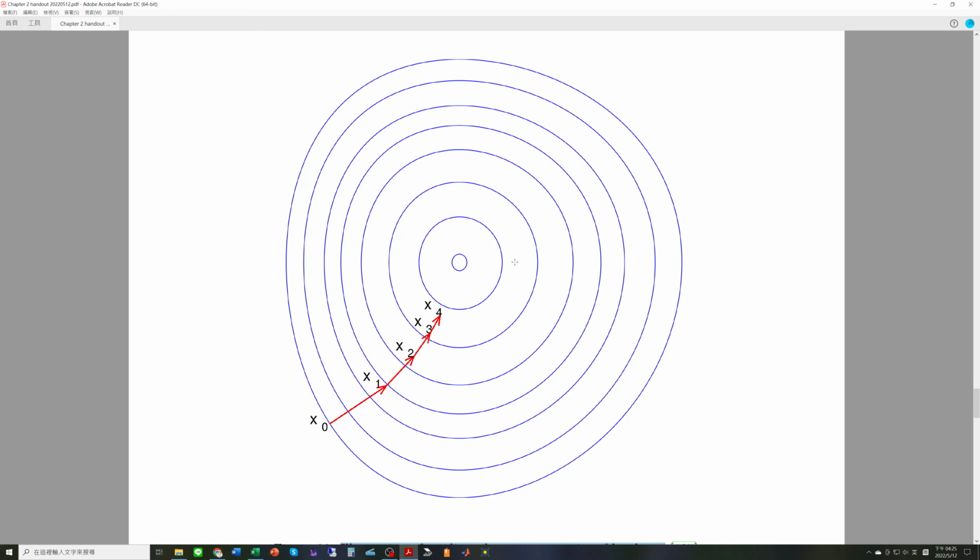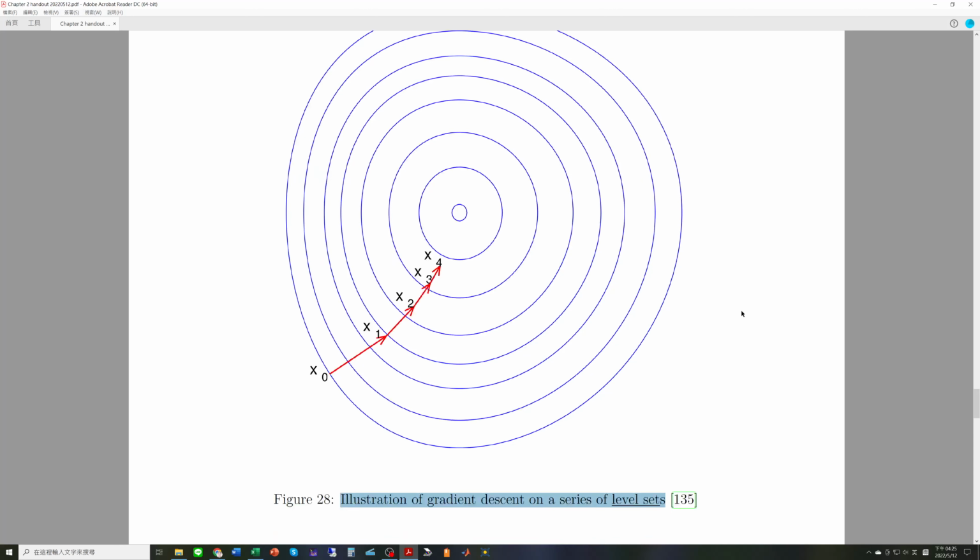Oh, okay, good. So this is the level set of a function, and we want to find the minima of the function, which is here. The level sets of the function are represented by these blue curves. So x0 is the initial point.